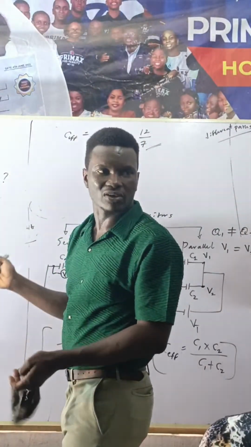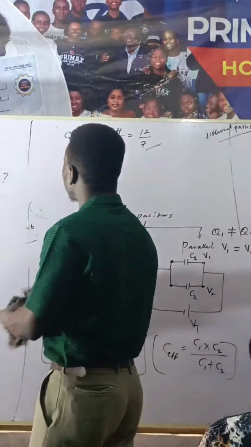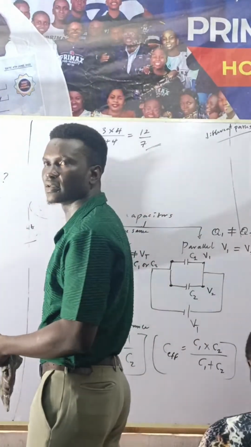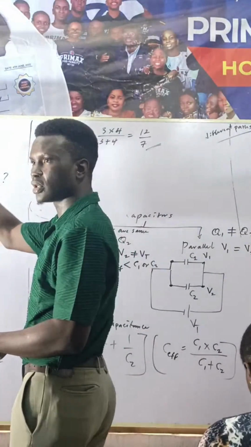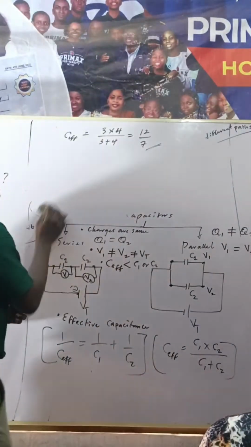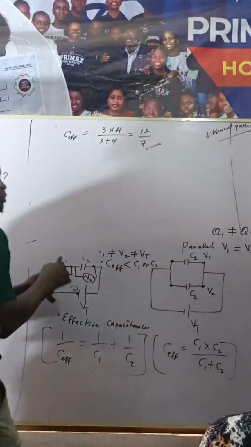Is that correct? So you can see now which one saves you stress, which one saves you time, but you usually do it for 2 capacitors. So can we move on? So for parallel now, let's go for parallel.